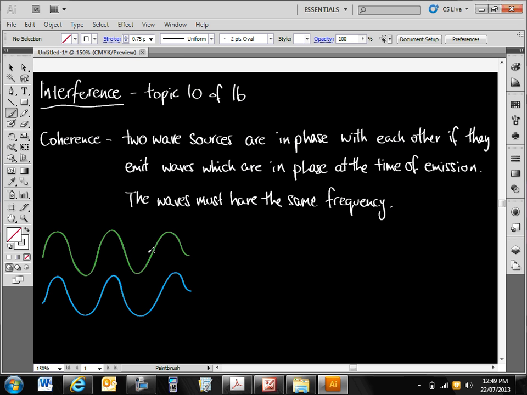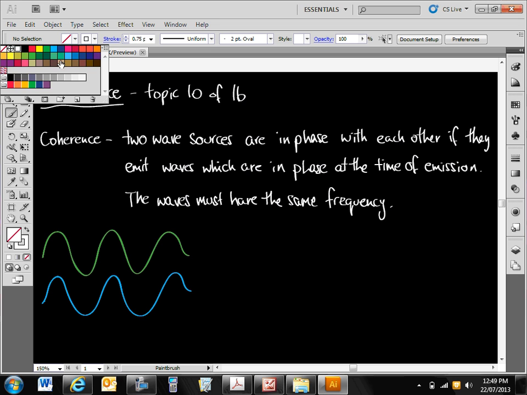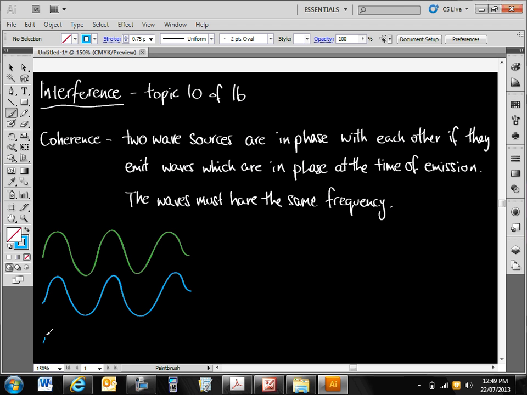And you can see that they must have the same frequency, because if I had another wave that looks something like this, there's no way that this wave, which has a different frequency to these two waves, can be in phase. And what I mean by in phase: when one is displaying a crest, the other is displaying a crest. When one is displaying a trough, the other is displaying a trough. Okay? And so on and so forth. Crest, crest, trough, trough.